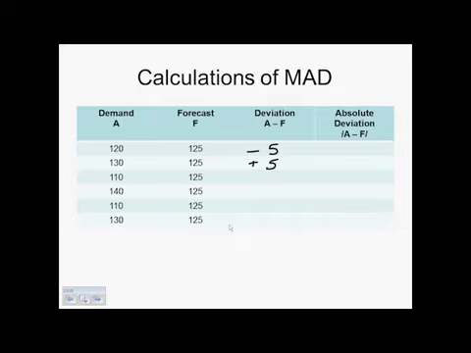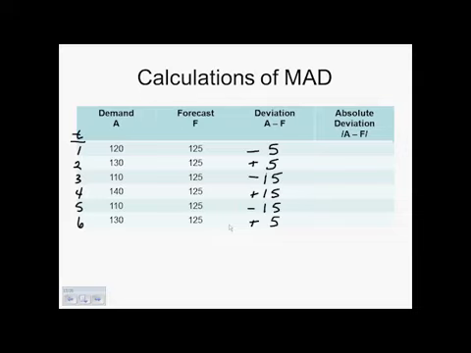110 minus 125 is a negative 15. 140 minus 125 is a positive 15. 110 minus 125 is a negative 15. And 130 minus 125 is a positive 5. Now, if you notice, everything we worked with was in the same time period, and there were 6 separate time periods.